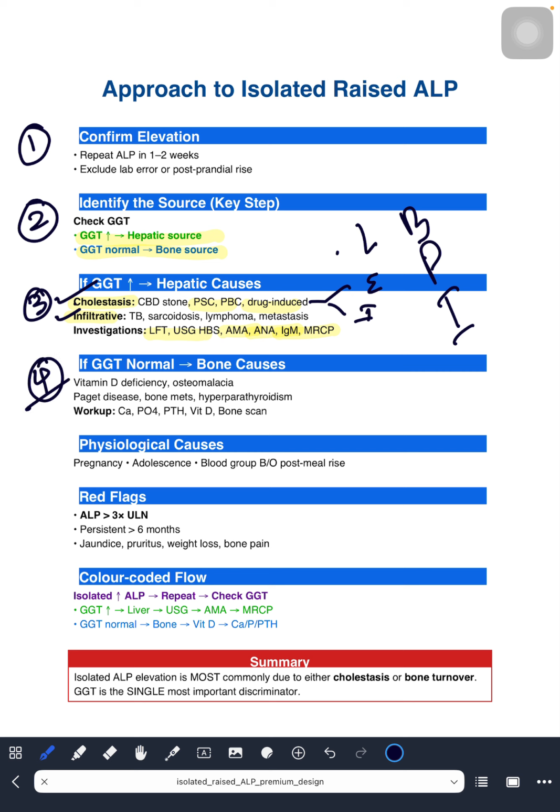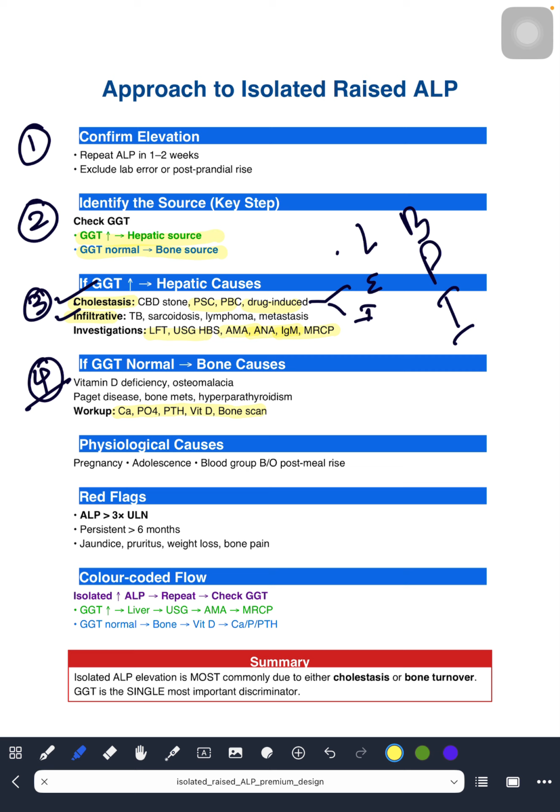Step 4. If GGT is normal, then what are the causes? It may be a bone source, high bone turnover. We know that in case of Paget disease, vitamin D deficiency, hyperparathyroidism, bone metastasis and healing fracture, there is high bone turnover. So, we will have to investigate serum calcium, serum phosphate, parathyroid level, vitamin D and X-ray or bone scan if needed.